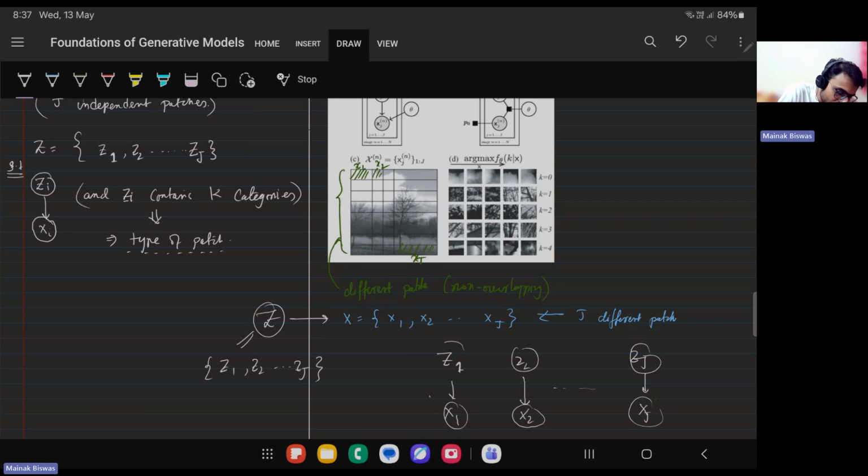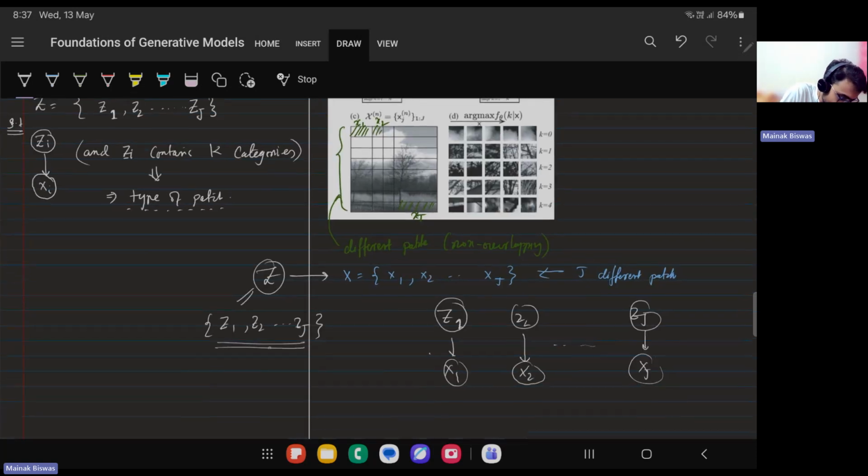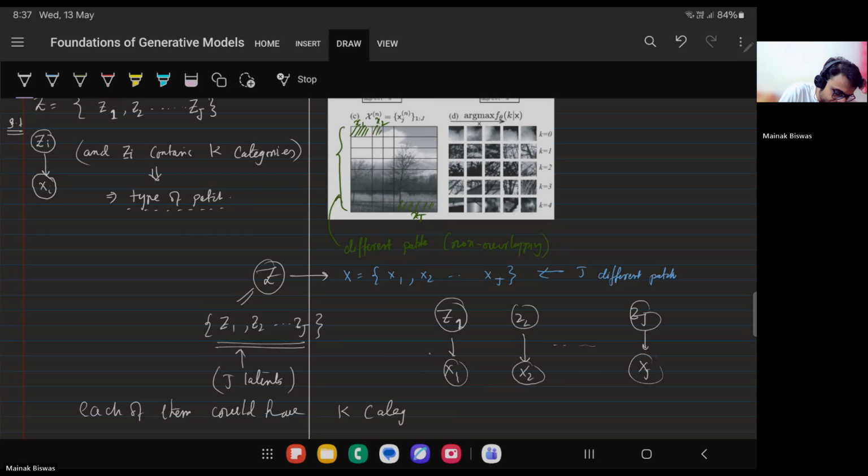So now how many latents are there? There are J latents. Each of them could have K categories. And they could be the same, could have the same interpretation, because we'll often see that the network that we'll be using to find these latents is going to be common across the factors. Could be the same interpretation across factors.